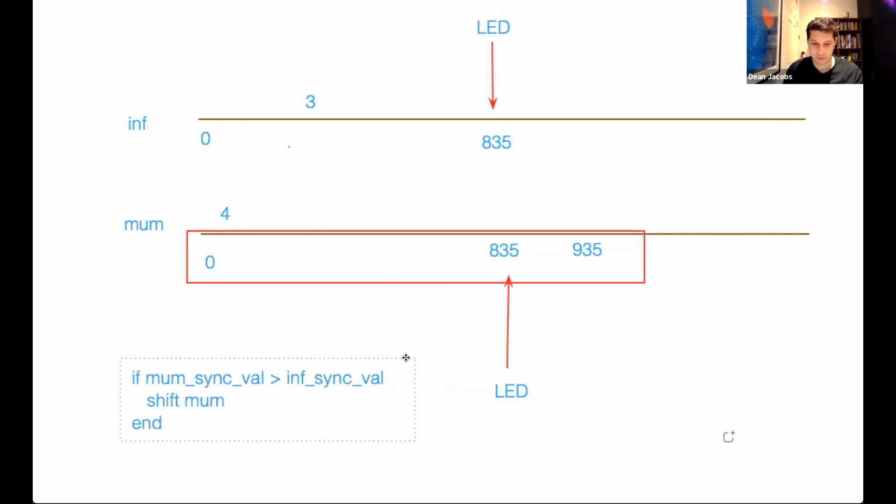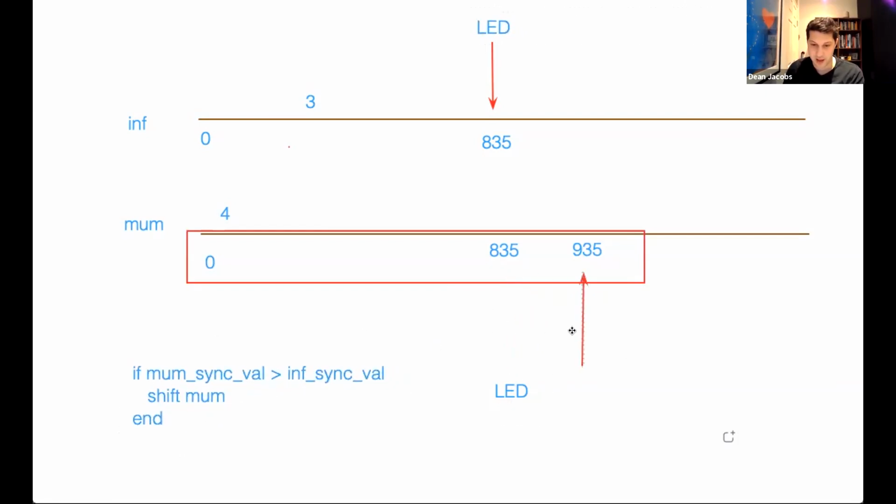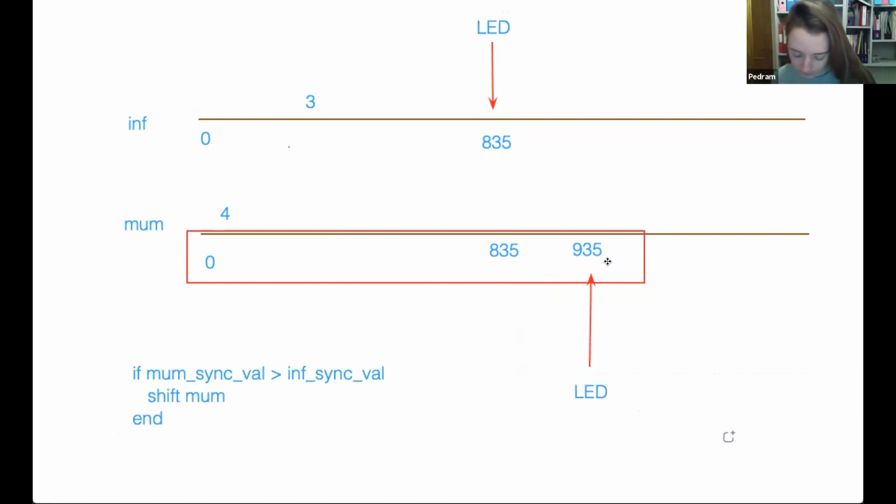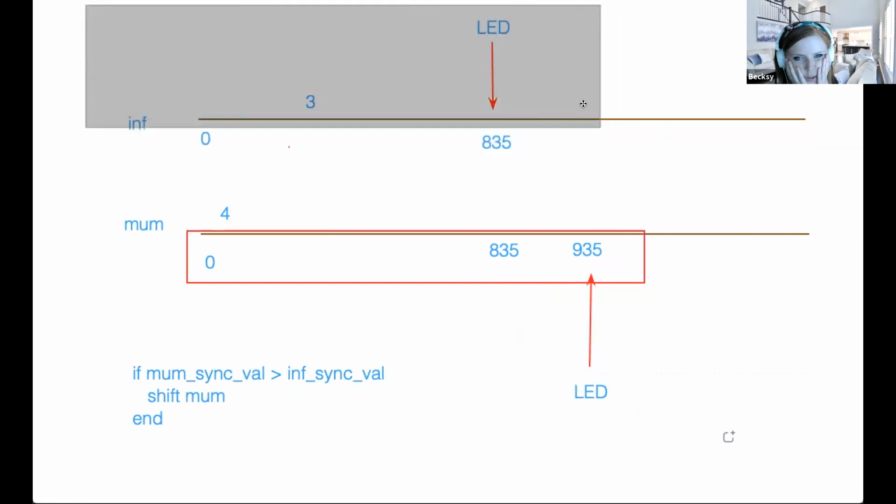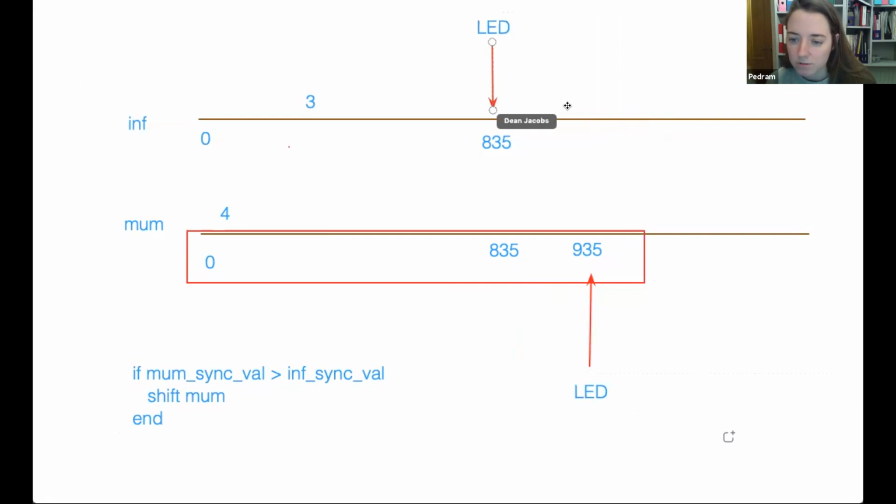If I move that across, so these are where our LEDs blink, right? Yeah. So our values are 935 for the mum and 835 for the infant, and we need these to sync up. We need the LEDs to sync up. Yeah. So you need to move the infant. Move the infant. But I was thinking this, but we don't want to.